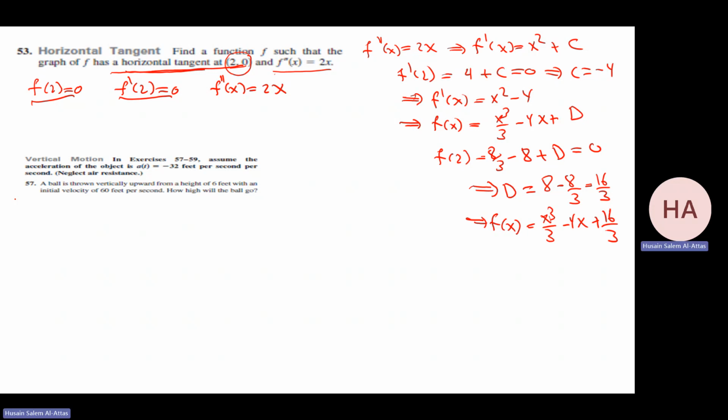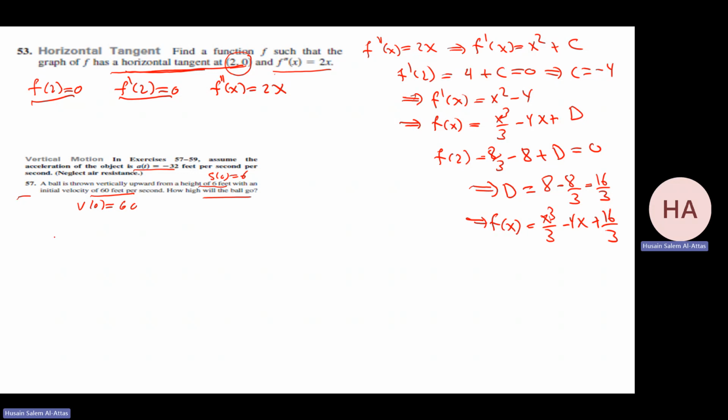57. What they want. Assume that the acceleration is this. This is the acceleration. A body is thrown vertically upward from the height of 6 feet. I have s at 0 equals 6, with initial velocity 60, v at 0 equals 60. How high will the ball go? Okay, I want to find the maximum height.